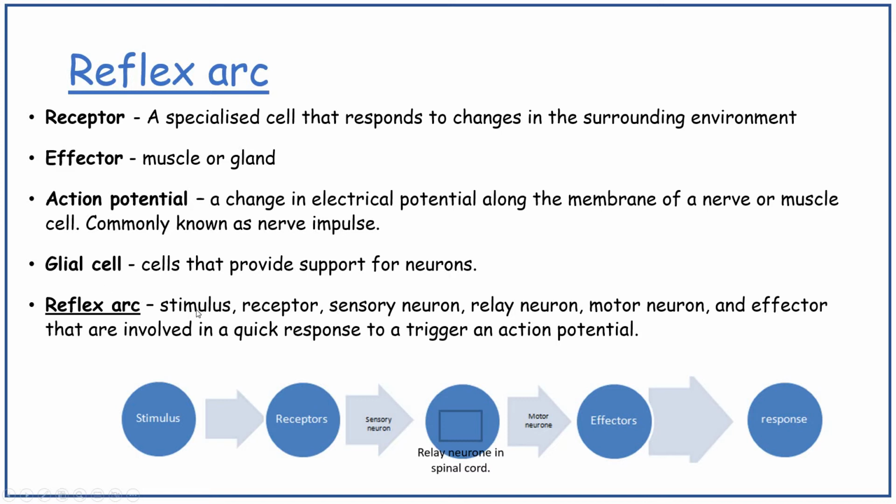Reflex arc. Stimulus, receptor, sensory neuron, relay neuron, motor neuron, and effector that are involved in a quick response to trigger an action potential. So, in a reflex arc, there is stimulus, receptor, sensory neuron, which synapses with a relay neuron in the spinal cord, which will then synapse with a motor neuron to effectors, which carries out a response.